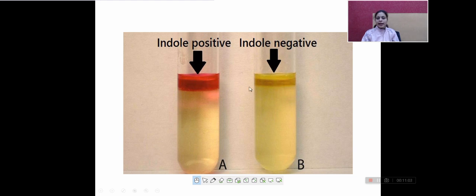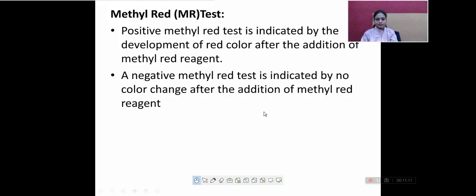Next is the methyl red test. What happens in the methyl red test? We add the methyl red reagent, and after its addition there is a development of red color, which indicates a positive methyl red test. A negative methyl red test is indicated by no color change after the addition of the methyl red reagent.